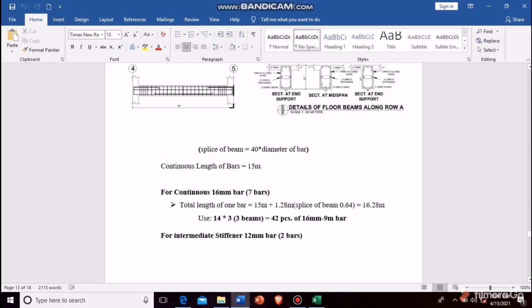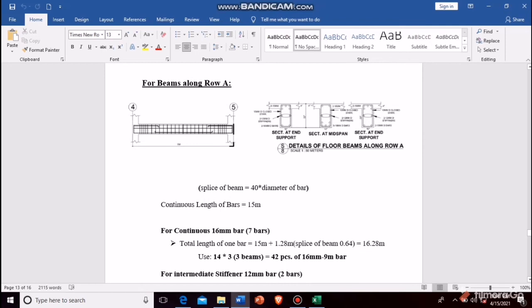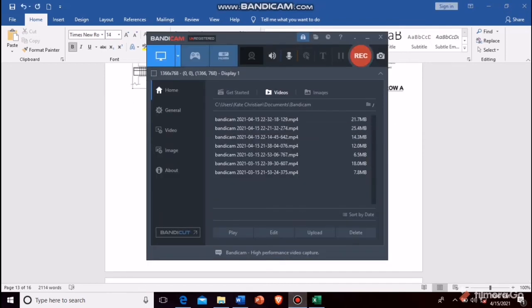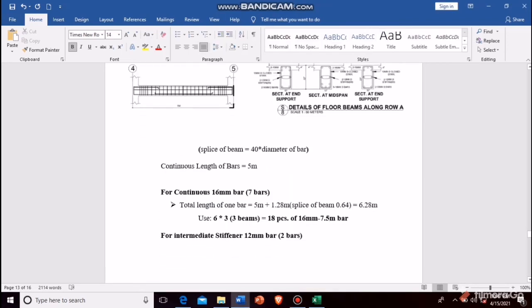So continuous length of bars. For beams along row A, so continuous length of bars is 5 meter. Then for continuous length, 16mm nga bar, pito ka bar ang magamit. So total length of one bar is 5 meter plus kaya supply sa beam nga 1.28, that is 6.28 meters. So use 6 times 3, 18 pieces of 16 millimeter. Akong gamiton nga bar is 7.5 meter bar.